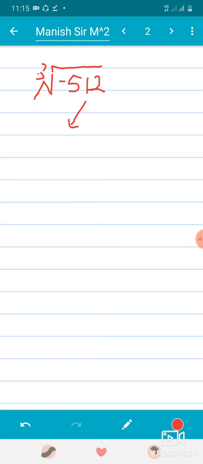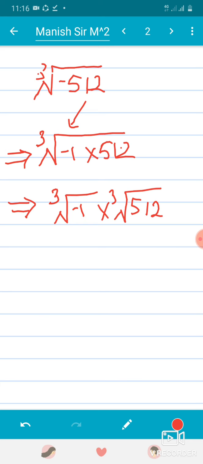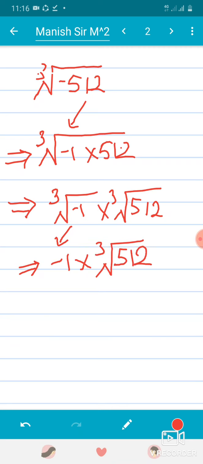We could write this as the cube root of minus 1 into 512, which we could also write as the cube root of minus 1 times the cube root of 512. And we know that the cube root of minus 1 becomes minus 1, and we simply write down the cube root of 512.